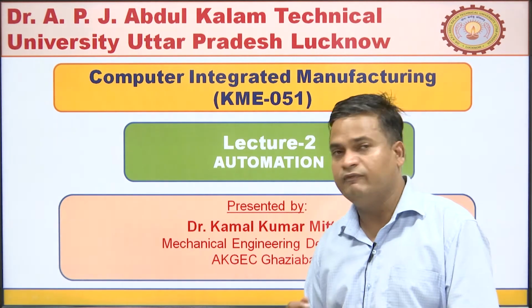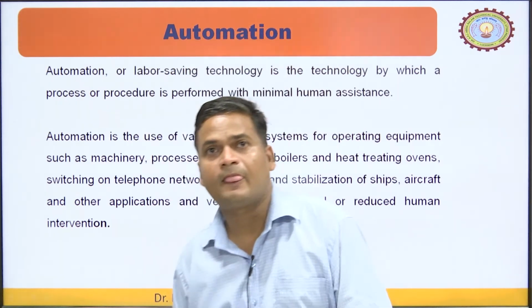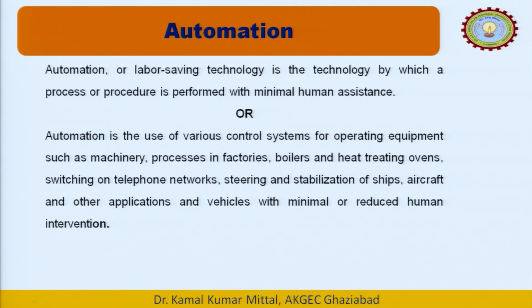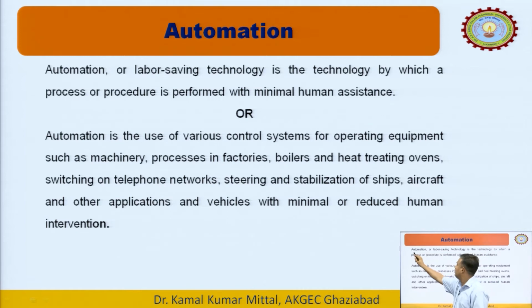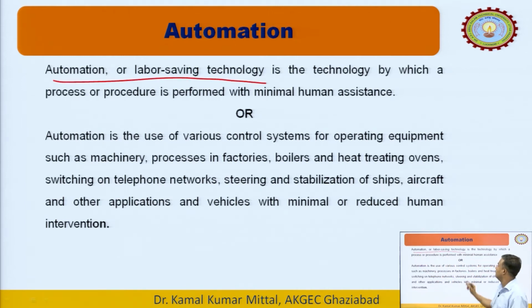So continuing with the topic, automation or labor saving technology. As I have already told you, labor saving means minimum involvement of human beings. It is the technology by which a process or procedure is performed. Processes are like making different goods, for example a forging operation. Forging is a process.